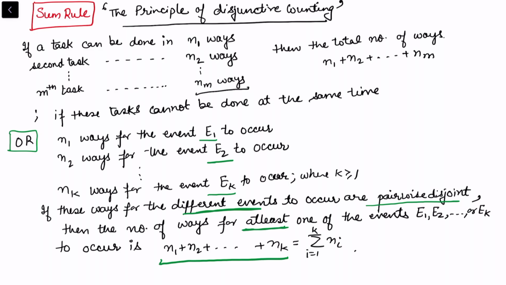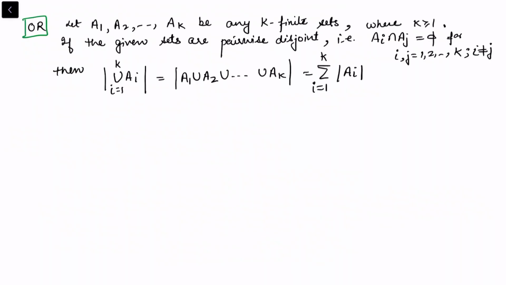We can also define the sum rule in the set theoretic notation. Here we consider A1, A2, Ak to be any k finite sets, and we have assumed that these are pairwise disjoint, which means Ai intersection Aj is equal to empty whenever i is not equal to j. So the cardinality of the union of these Ais, here simply written in the expanded form, union i varying from 1 to k, is the same as summing the cardinality of the individual sets. So this is how we apply the addition rule in set theory.